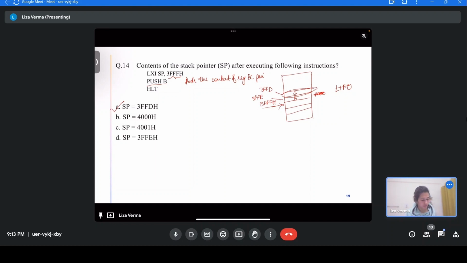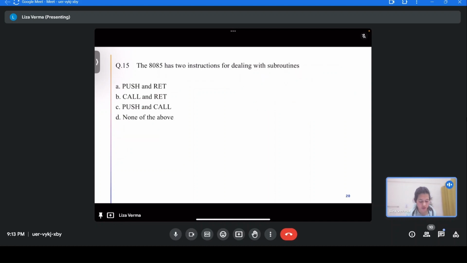Okay, let's move to the last question. If 8085 has two instructions for dealing with subroutines, what are the two instructions that it uses? Call and return. Call to call the subroutine and return to get back to the main program. I think that is clear.